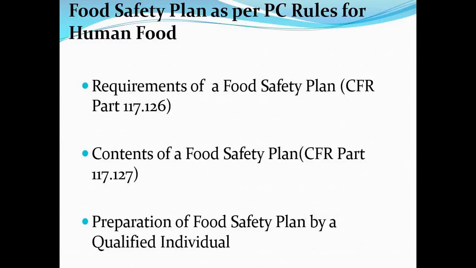Under the regulation, the preventive control qualified individual is supposed to perform or oversee four different things. One, the PCQI must either perform or oversee preparation of the food safety plan. Number two, validation of the preventive controls. That is also the responsibility of the PCQI. Third, records review. Four, reanalysis of the food safety plan. So these are the four primary important responsibilities of a preventive control qualified individual.